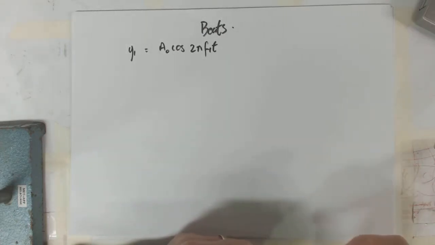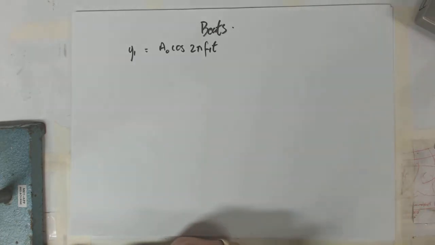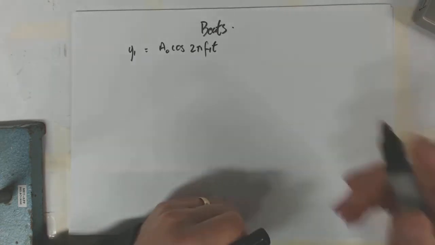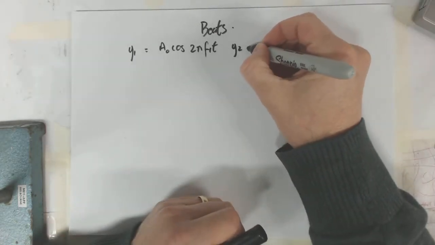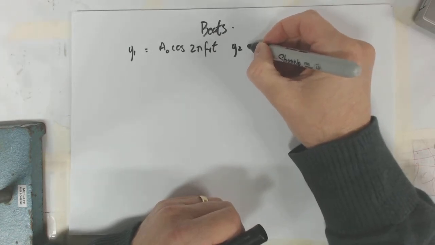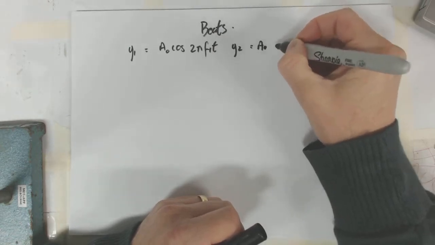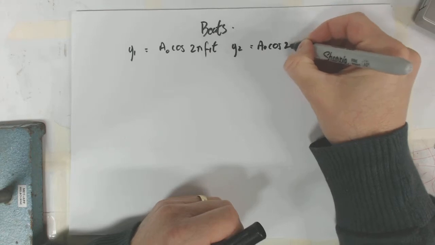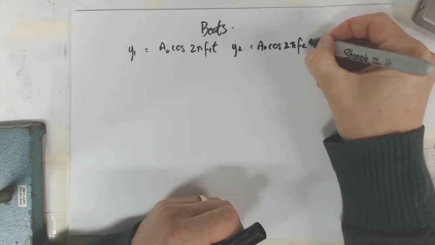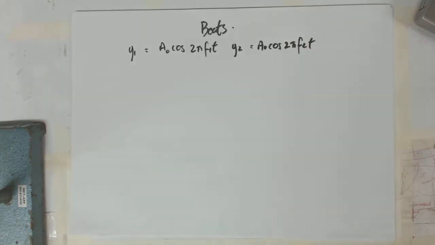At this stage we haven't included the wavelength, the kx, which you know from the other video. A y2, we'll make it the same amplitude, a0 cos 2 pi f2 t. So we've got two different frequencies. We're going to be looking at them at the same place. That's why we haven't really looked at the whole x thing.